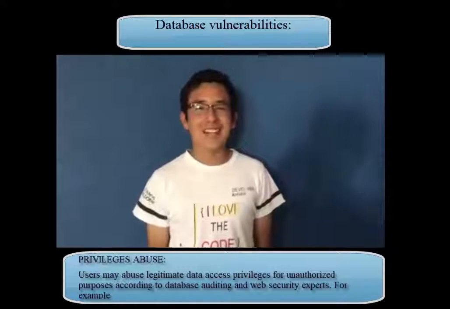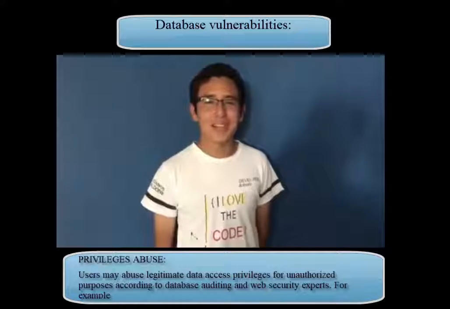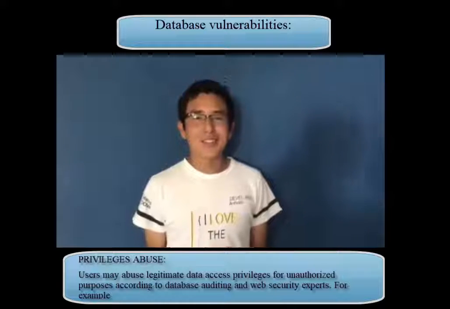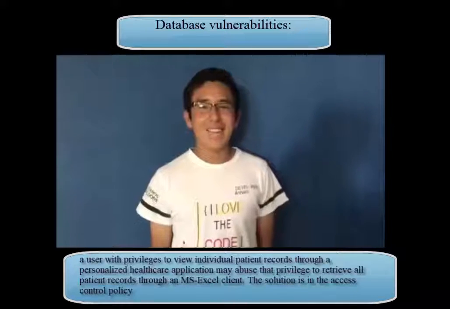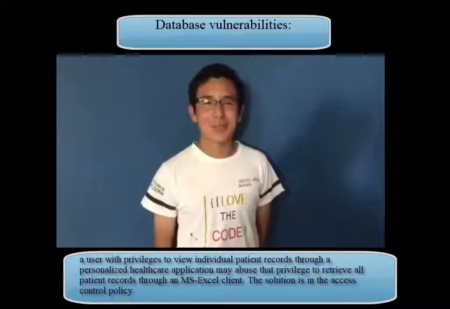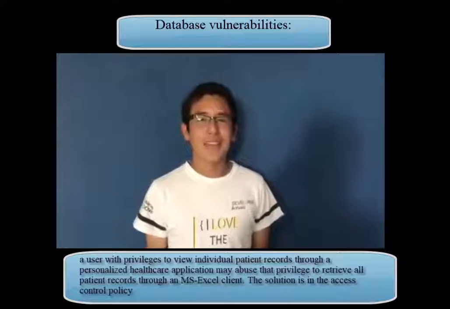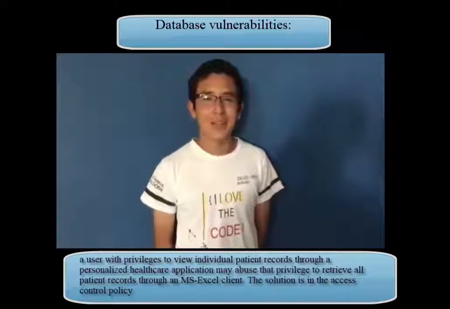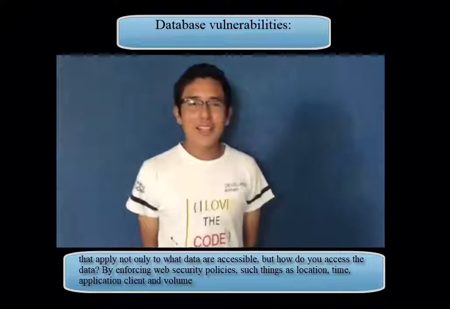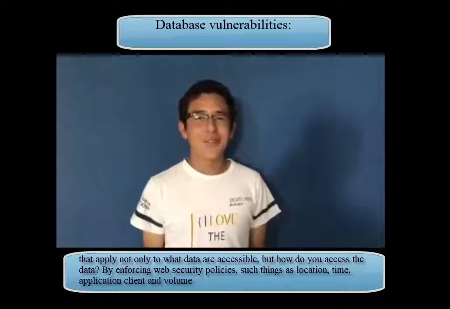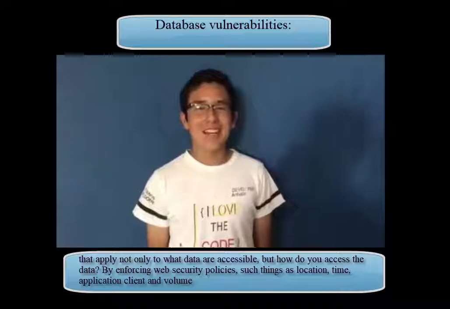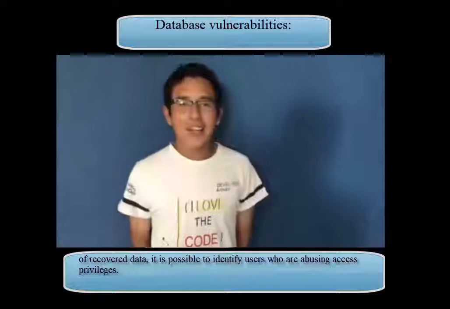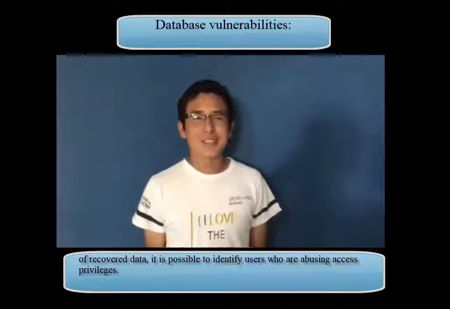Privilege abuse. Users may abuse legitimate database privileges for unauthorized purposes, according to the database auditing and web security expert. For example, a user with privilege to view individual patient records in a personalized healthcare application may abuse the privilege to retrieve all patient records through an Excel client. The solution is access control that applies not only to what data are accessible, but how the data are accessed. By enforcing web security policies on things such as location, time, application client, and volume of record data, it is possible to identify users who are abusing access privileges.